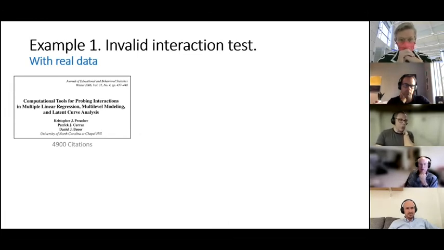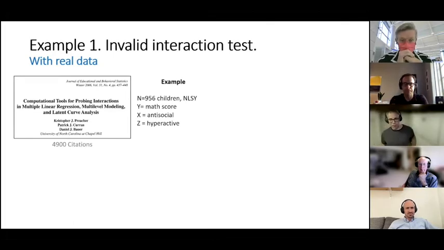Like a peer review tutorial. The textbook that I mentioned before had 10 times as many citations, but it's not peer review. So they have just one example in this paper on how to probe interactions. That single example involves about 1,000 kids, and they're predicting how they do in math with an antisocial rating and a hyperactivity rating. I'm not super clear on exactly what they measure, and I haven't gone back to the original source to figure it out. But I think we understand roughly what's being measured there.